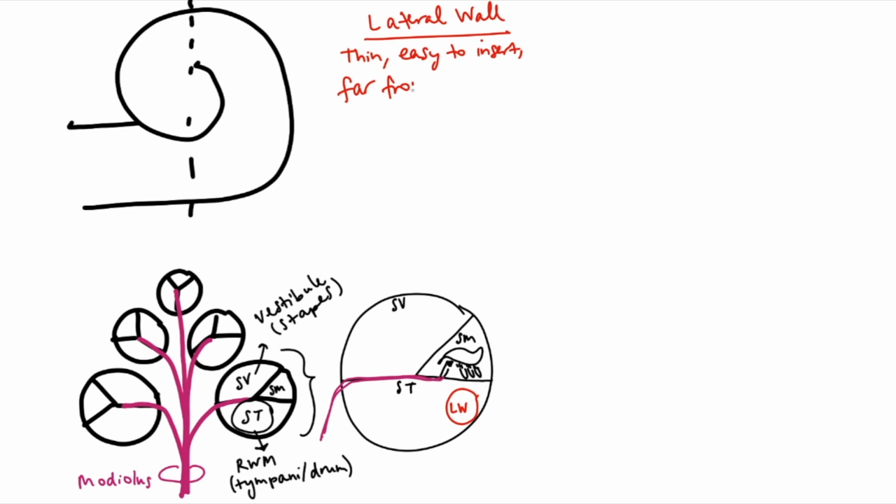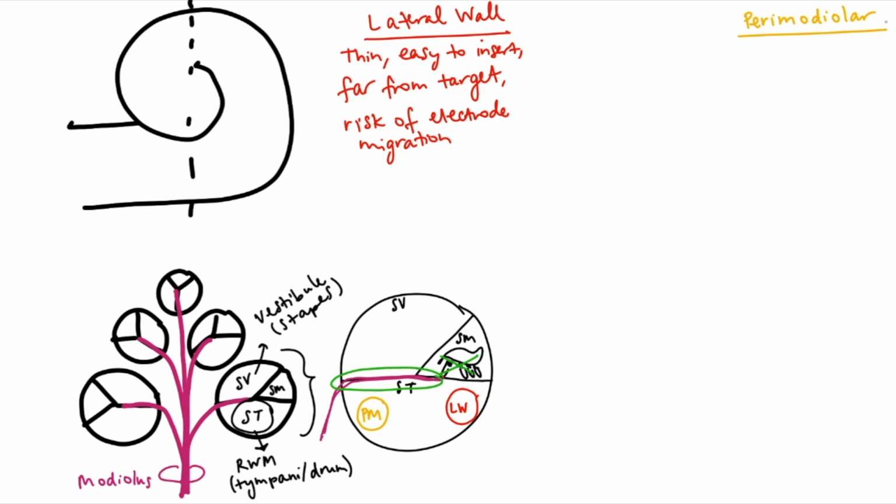They're a bit far from the target because although they're close to the organ of Corti, the target of CI stimulation is really the afferent neurons. There's also a small risk of electrode migration due to their flexible nature. The perimodiolar electrode was designed to sit closer to the target, hence the name perimodiolar, so it limits cross-stimulation.